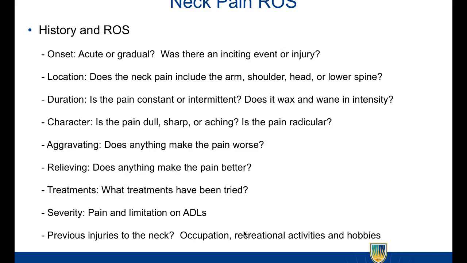Aggravating. Does anything make the pain worse? Relieving. Does anything make the pain better? Treatment. What treatments have been tried, such as medications, conservative, or holistic therapy? Severity. Pain and limitation on activities of daily living. Previous injuries to the back or neck. Occupation, recreational activities, and hobbies.